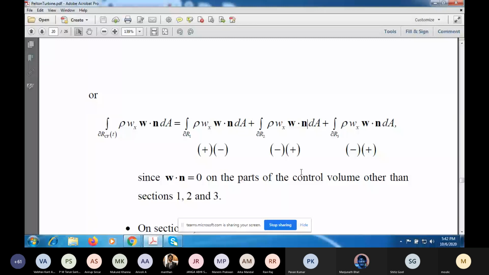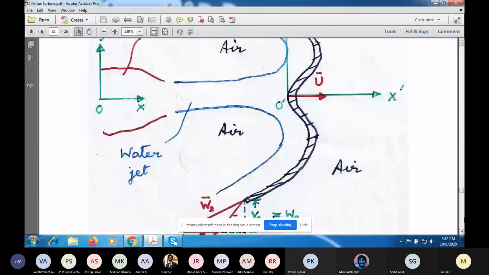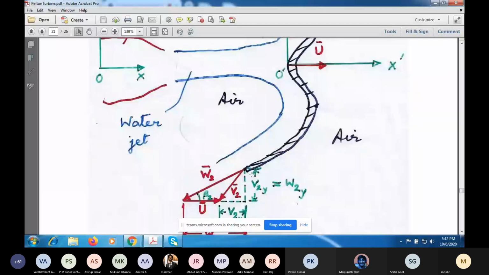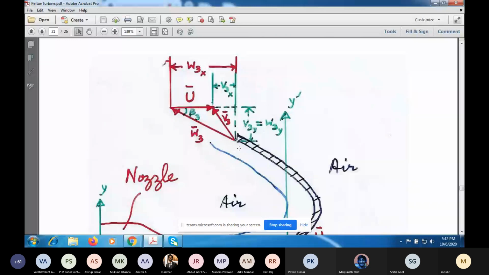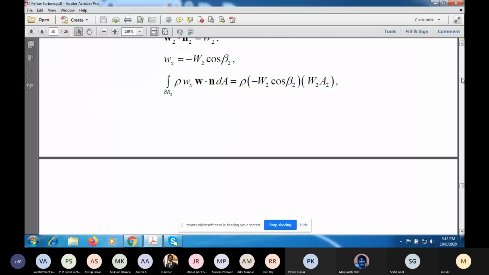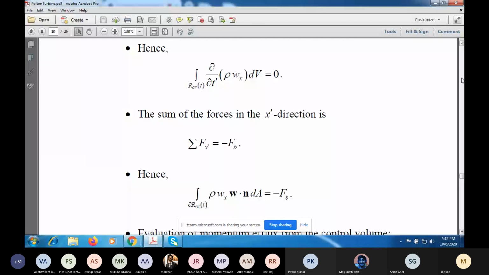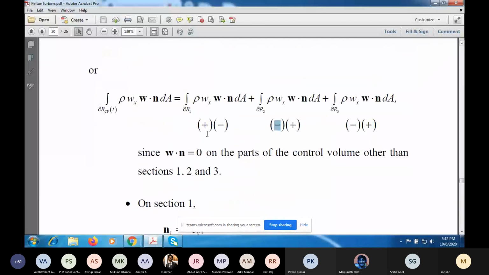On the other two, the sign of W dot n is plus. But because the jet is deflected backwards, your Wx is negative. As you see here, this vector is slanting downwards, so Wx is negative, and this is slanting upwards, Wx is negative. So what is the bottom line? If you look at it here, plus times density will obviously always be positive.